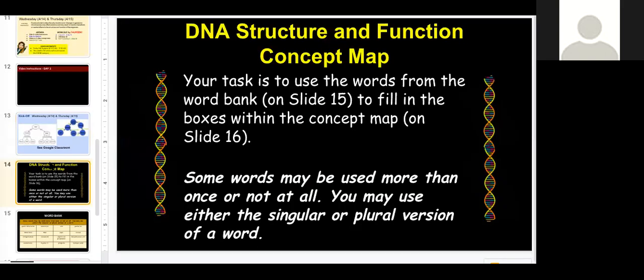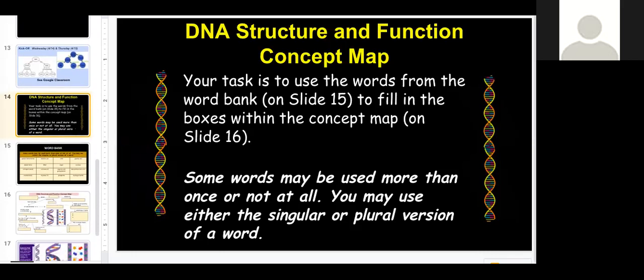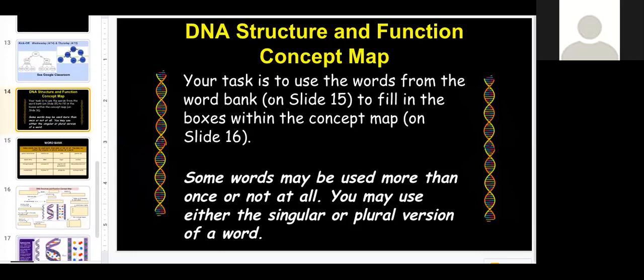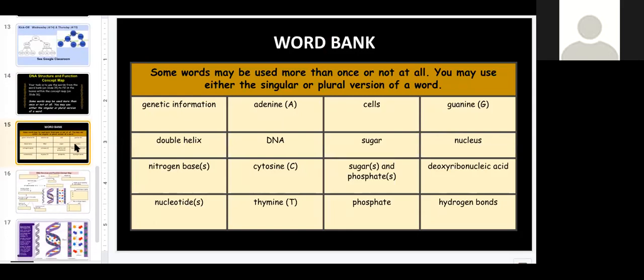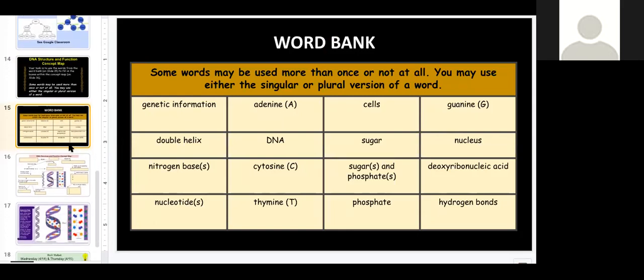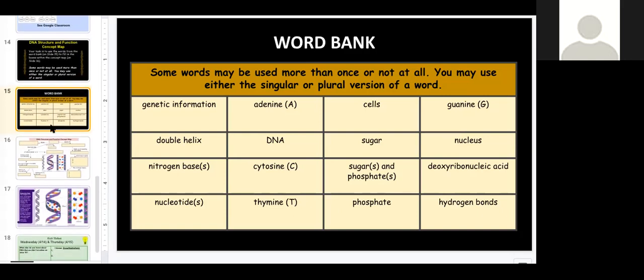All right, slide 14, DNA structure and function concept map. Your task is to use the words from the word bank on slide 15 to fill in the boxes with a concept map on slide 16. Some words may be used more than once or not at all. You may use either the singular or plural version of a word. So slide 15 again says you can use some words more than once or not at all, and you may use either the singular or plural version of the word.